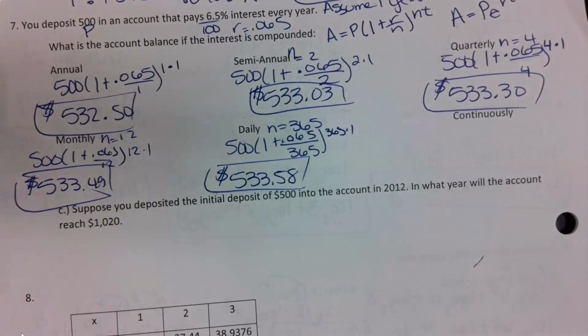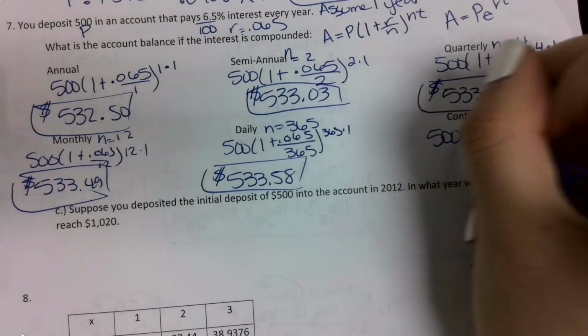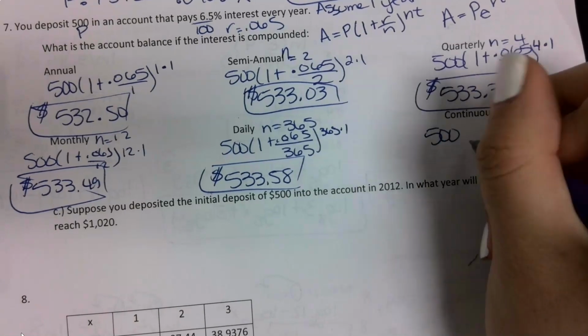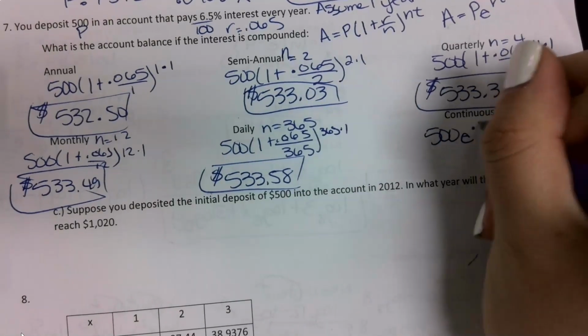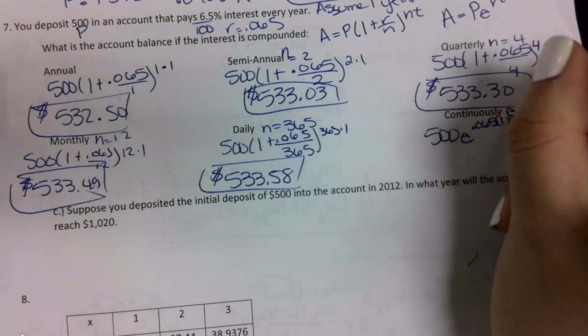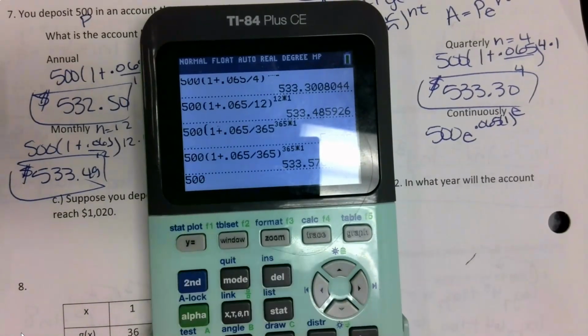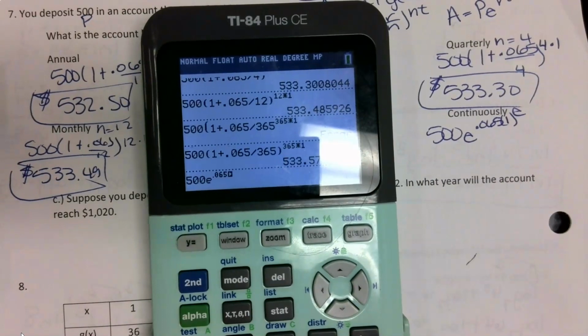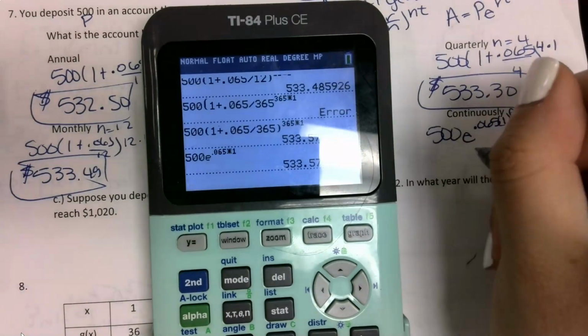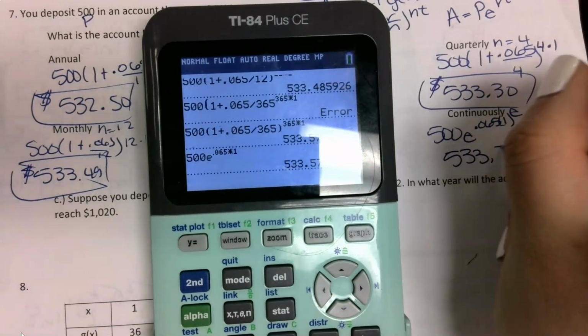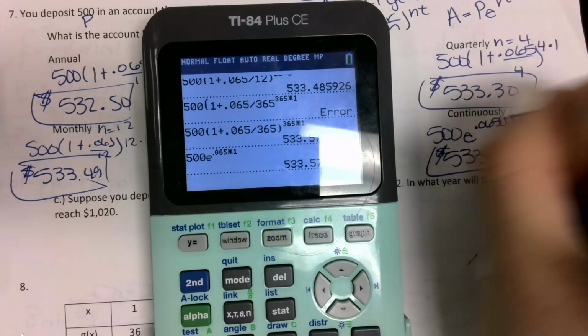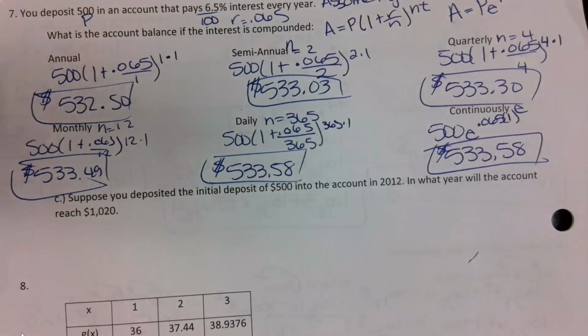Okay, and then my last one is continuously, so this is using the PERT formula. So I'm going to go ahead and type that in. 500 e to the 0.065 times 1. That says $533.58. So in a year, it's almost exactly the daily amount, just because my initial amount was so small.